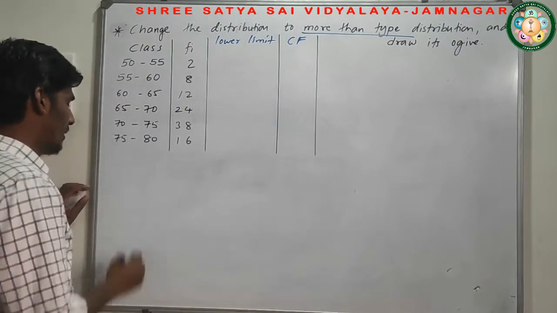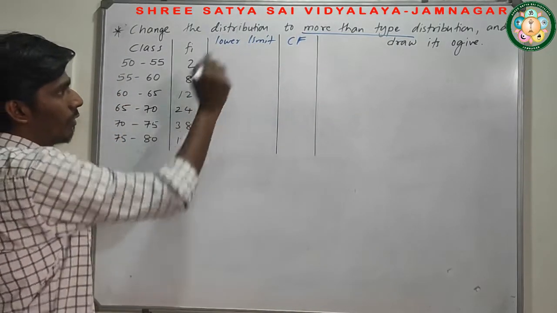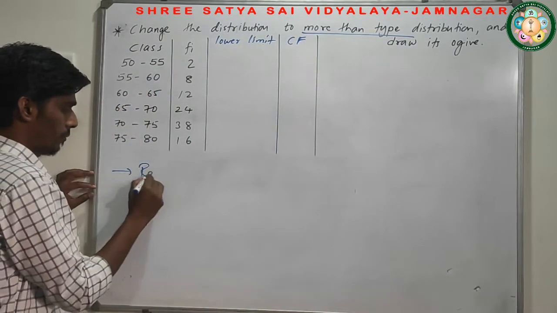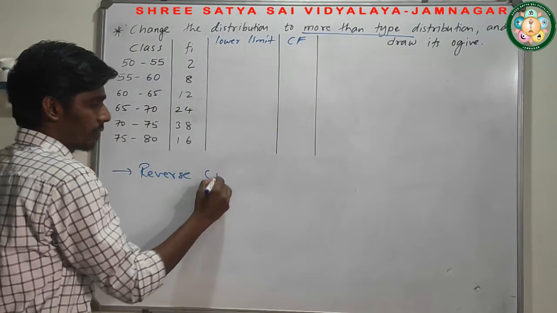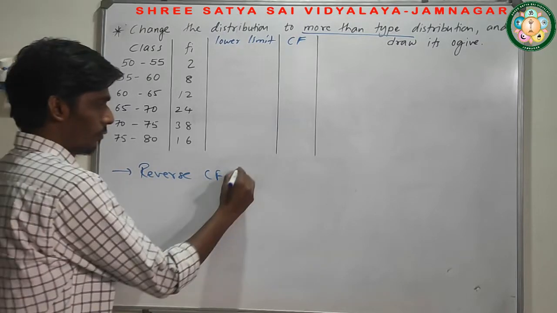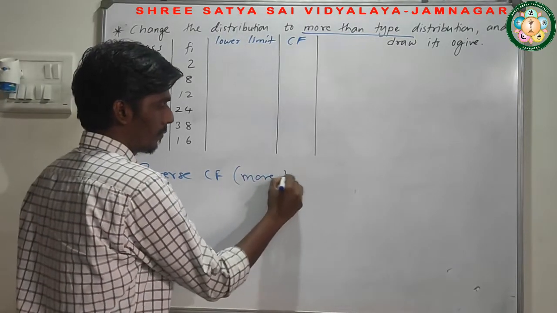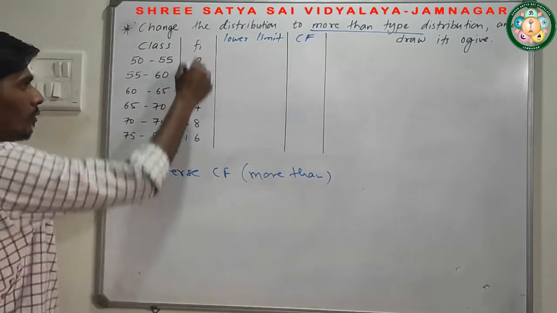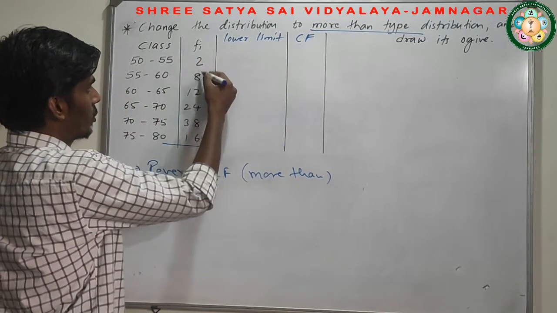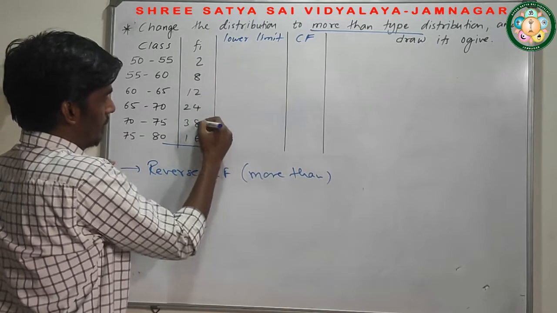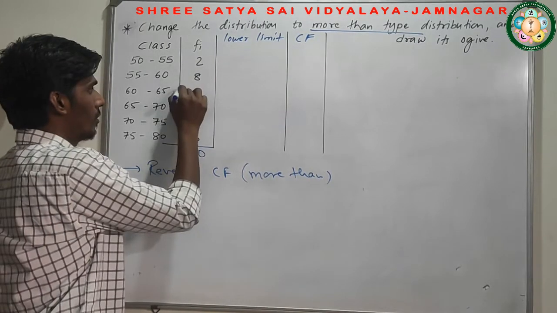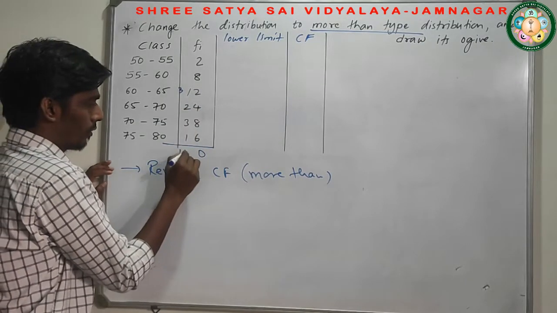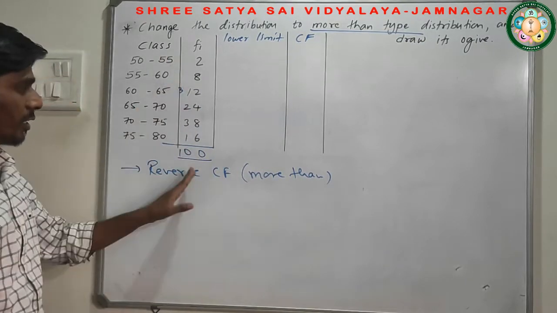Here also we have to find out CF. So as I told you, for more than, we have to find out lower limit and CF. It will be reverse CF for more than. For more than, always you have to use reverse CF. Now what is reverse CF? First of all, find out the total frequency. It's 2, 8, 12, 24, 30, 16... so 3, 4, 5, 9, and this is 100. Now total frequency is 100.